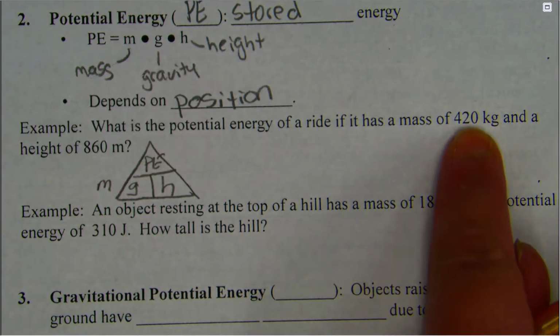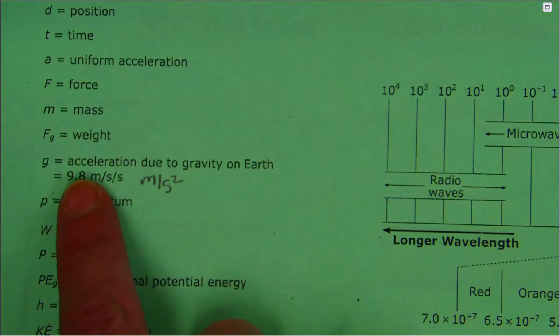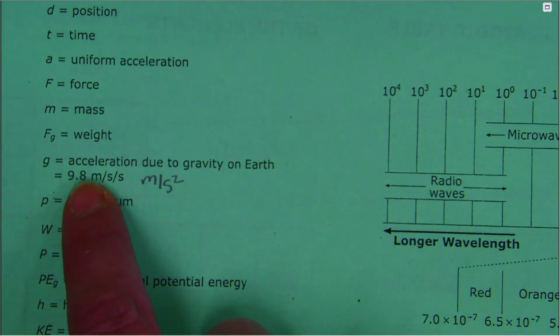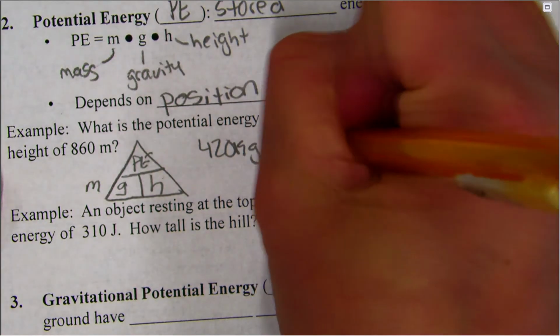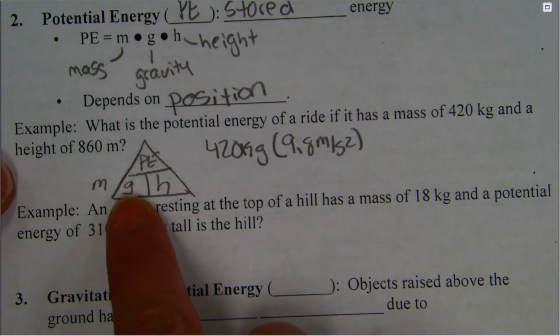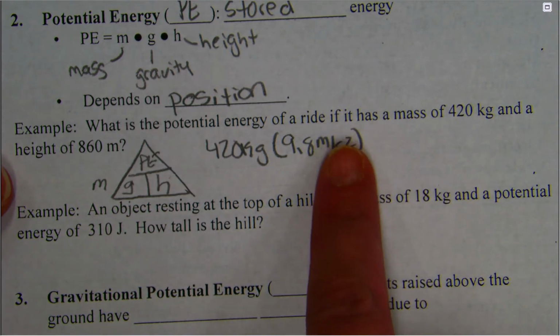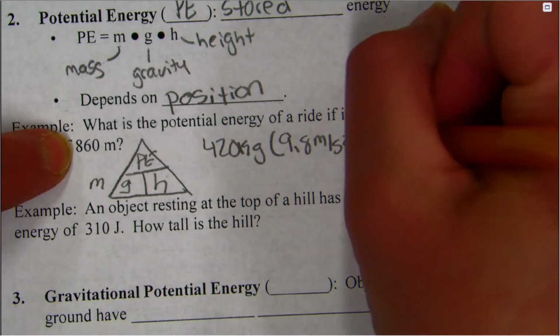Mass, which is 420, times gravity. And now if you'll remember, we've learned the acceleration due to gravity is 9.8 meters per second squared. So here's the deal, friends. If you are not provided a gravity, then you will instantly use the gravity here on Earth, 9.8 meters per second squared. And the height, it tells you, is 860.